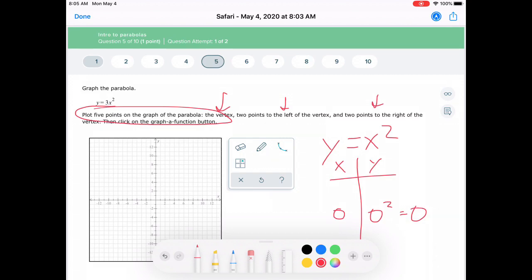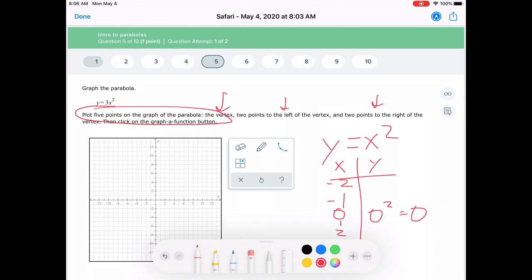So that's going to be at 0, 0. So that's one of the points that we need. And then 2 to the left of that could be when x equals -1 and when x is -2. And then 2 points to the right are when x is 1 and when x is 2.